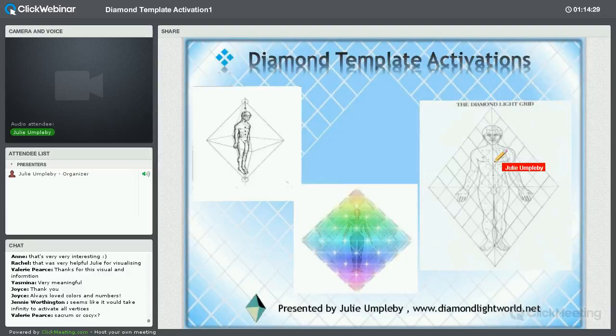So you expand and focus on the heart field the minute you align the diamond in its correct position.